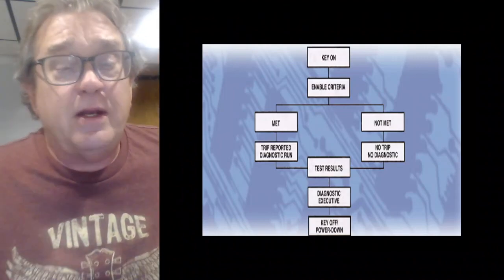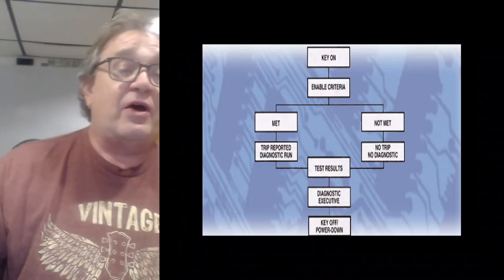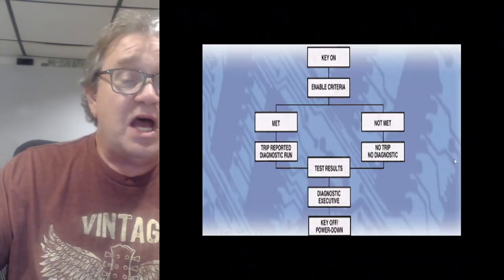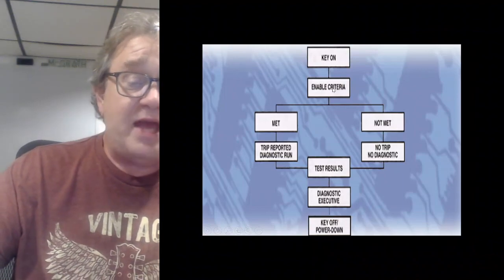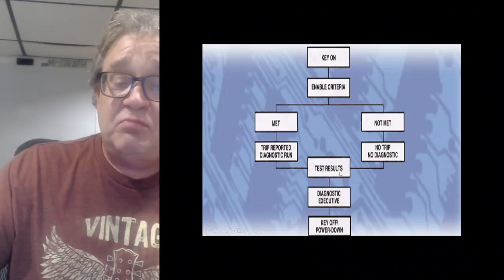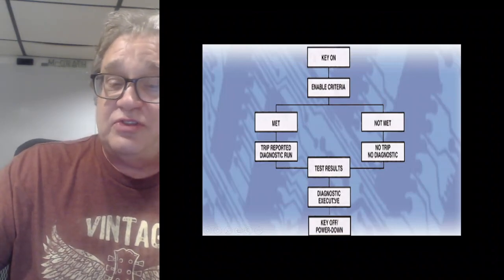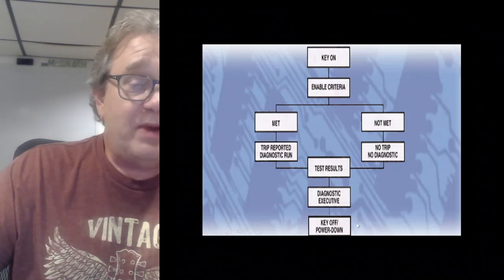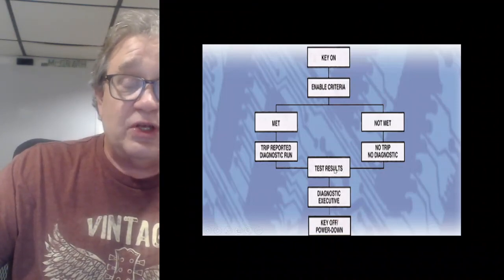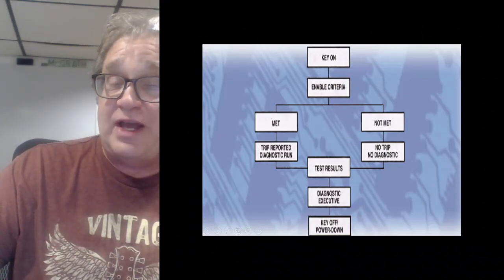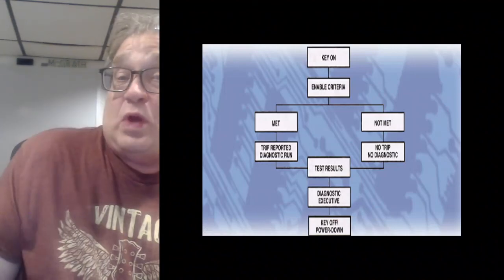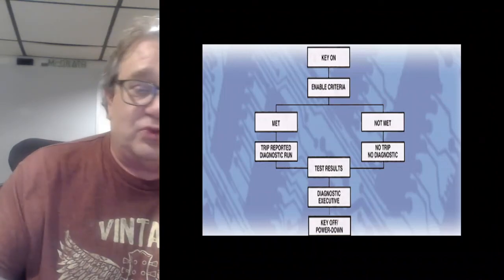Okay? All right. So here, look. This is how it kind of works. We got key on. Oopsie. We got key on. Enable criteria is met or it's not met. If it's met, it reports it as a run, records the results, tells the diagnostic executive, key off and power down. If it's not met, well, it still records these results as not being met, still tells the diagnostic executive that, hey, I didn't get to these tests, we'll run them next time. It's like putting them on a schedule then, anyways.